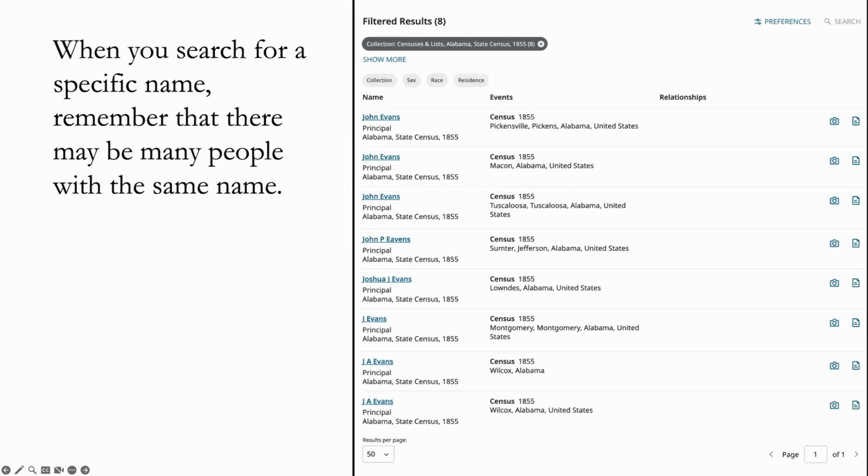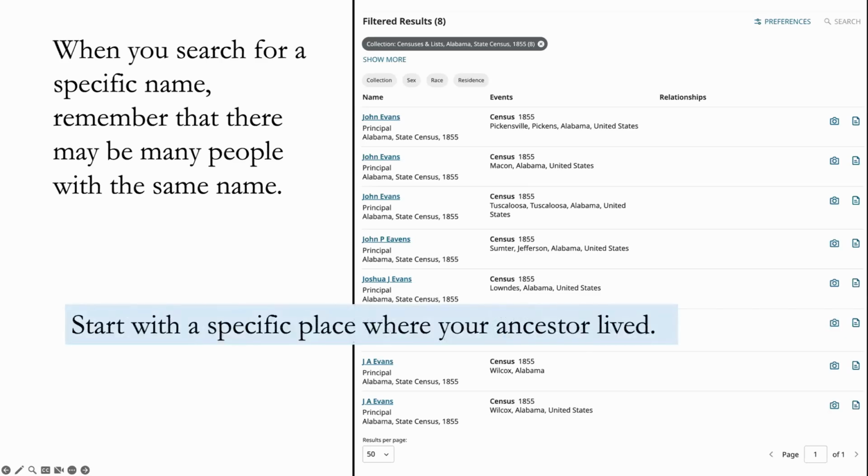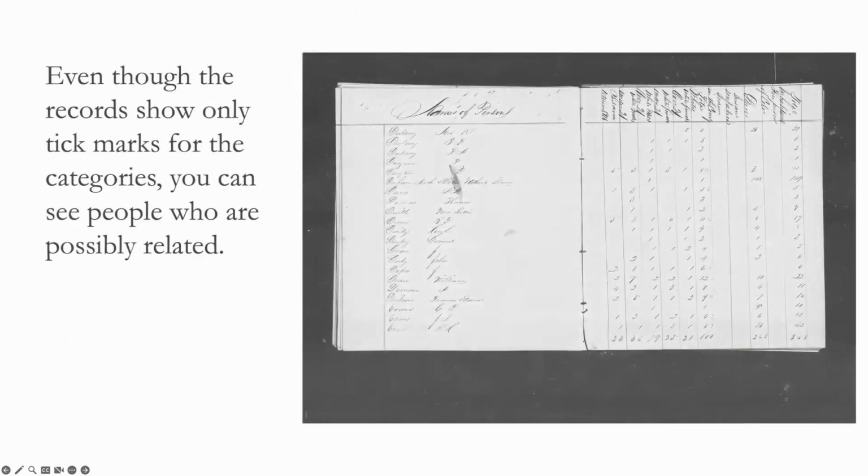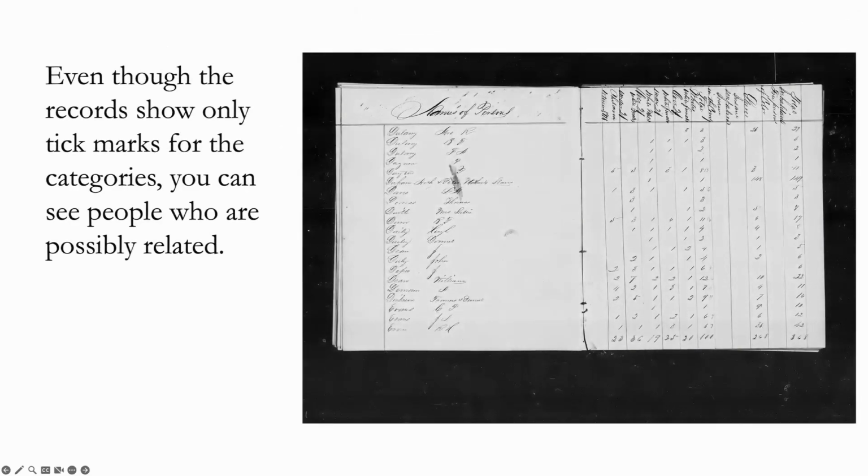And if you're focusing on the place, then you have difficulty in separating out or ruling out all these people as the wrong person. So we always start with the specific place where your ancestor lived. I cannot say this enough times, and I will continue to say it frequently. So even though these records show tick marks, there's a lot of information. That means those little slashes out there that give you the numbers of people in each column.